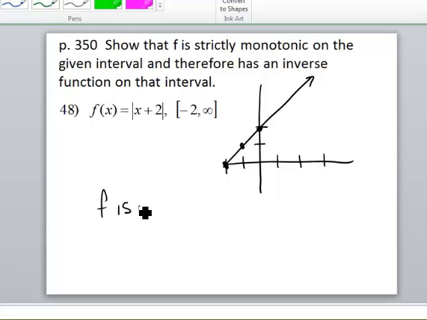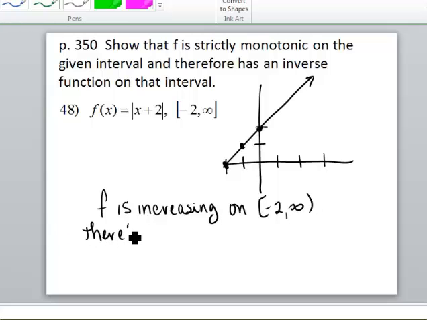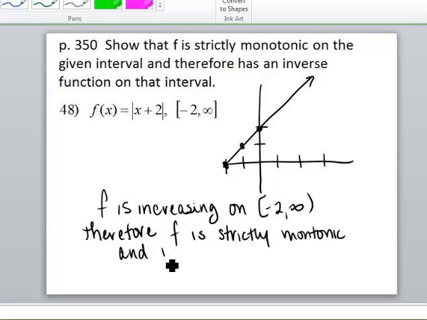F is increasing on 0 to infinity. Therefore, f is strictly monotonic and has an inverse.